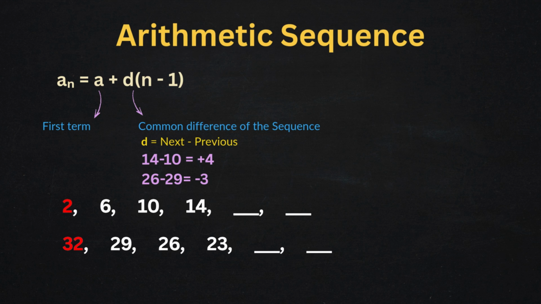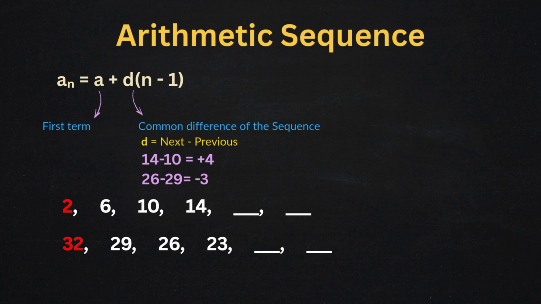If the sequence is increasing in numbers or moving upward, D will be positive, as we can see in our first example. And if the sequence is decreasing, say 32, 29, 26, then the common difference is negative. Always use the formula next term minus previous term. Don't just rely on intuition or memory, especially when the numbers are negative. There, you might get confused if you don't use the formula of next term minus previous term.